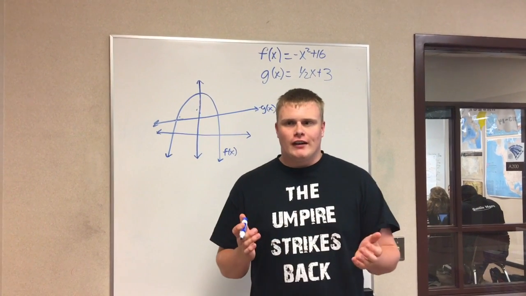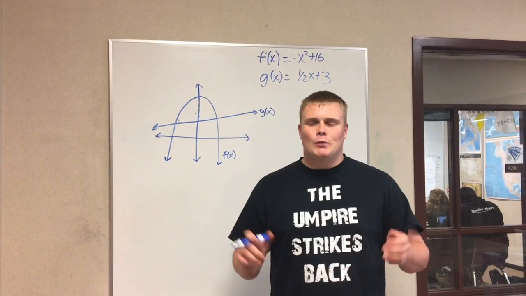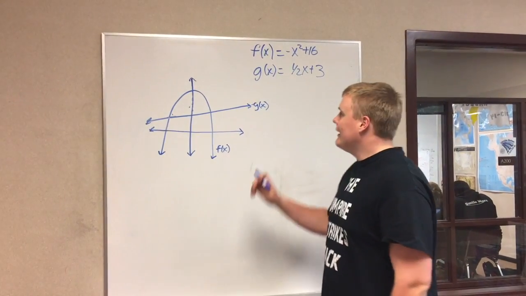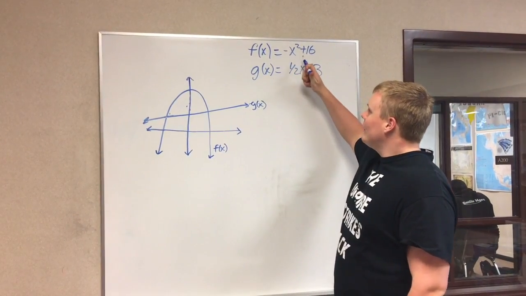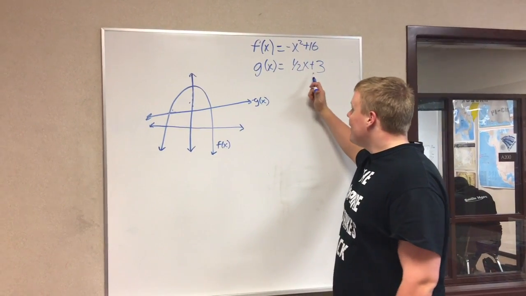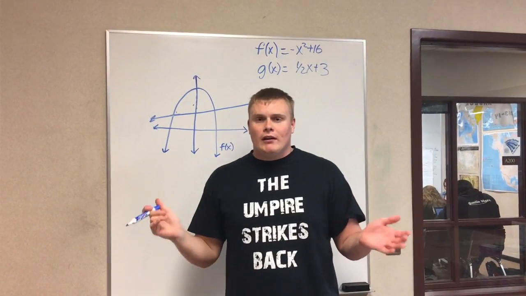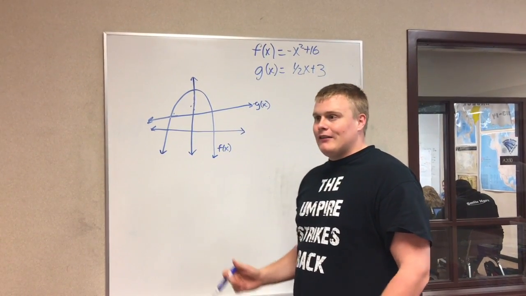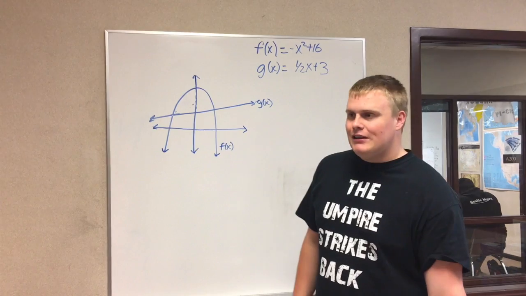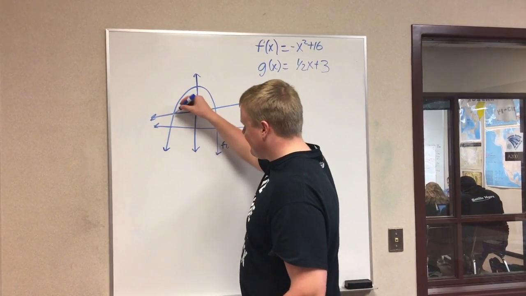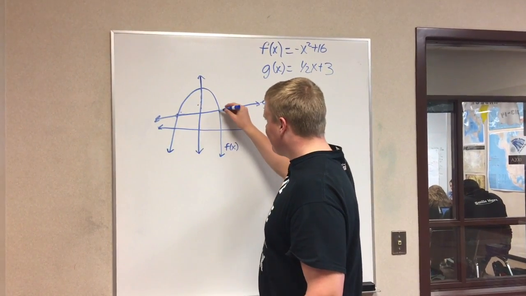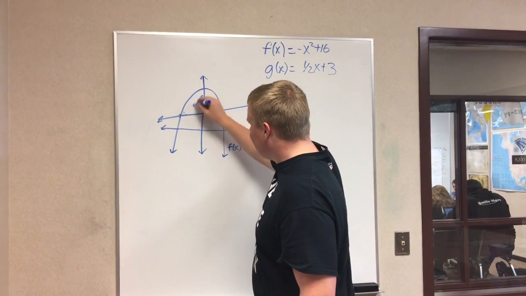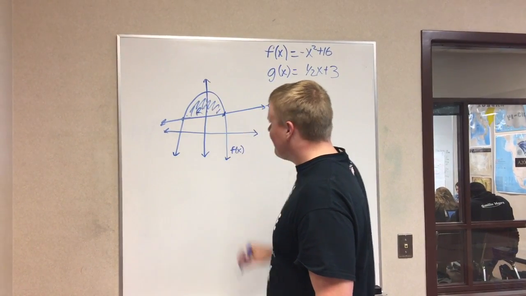For our first example of taking an area between two curves, we're going to use negative x squared plus 16 and 1/2 x plus 3. For this example, we're going to take our area with respect to x. So the first thing we need to do is find our intersection points, right here and right here. If we want to find the area here, we'll call this R.